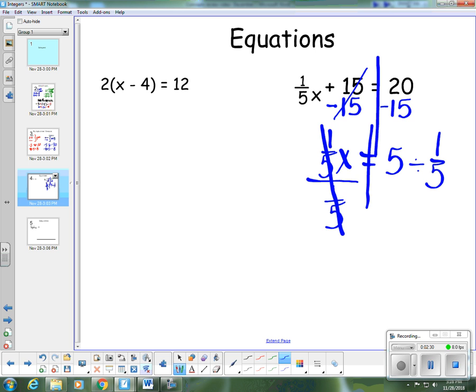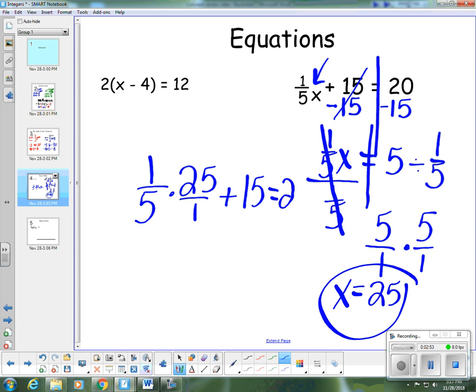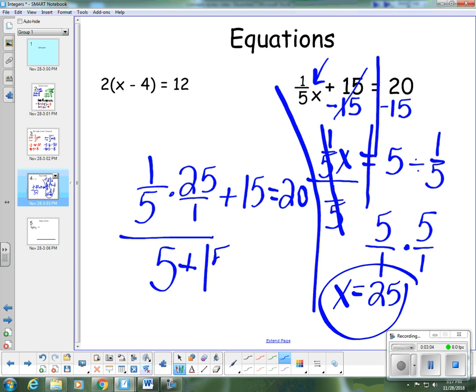The steps for dividing fractions are keep, change, flip. And when I multiply these straight across, I get 25. So we have x equals 25. I'm going to plug this 25 in where I see x. I'll rewrite it over here, 1/5 times 25 plus 15 should equal 20 if I've done everything correctly. Okay, multiplication comes first. 1/5 times 25 is 5. I'm going to add 15 to that, and I do get 20, so that works.